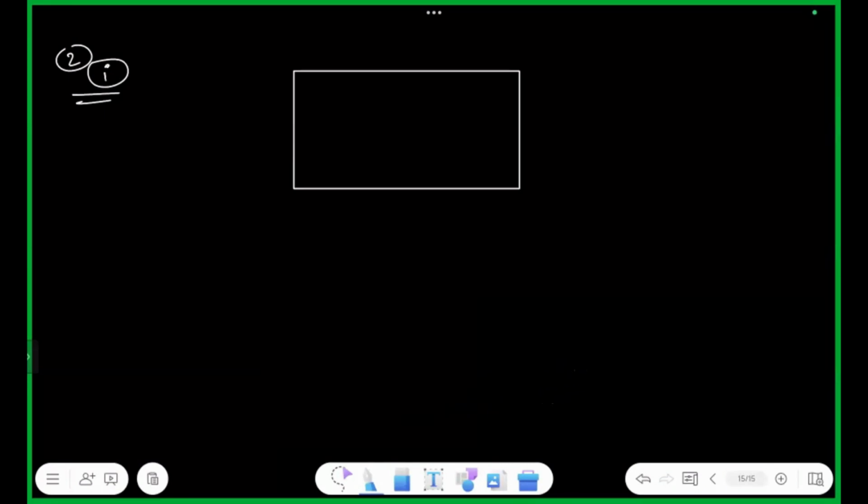In this, it is given that, look, suppose this is the rectangle. First, we know the area is given. What is the area? 528 meters square. In the question, it is also given that length is one more than twice its breadth. Suppose I don't know the breadth. Let the breadth be x.